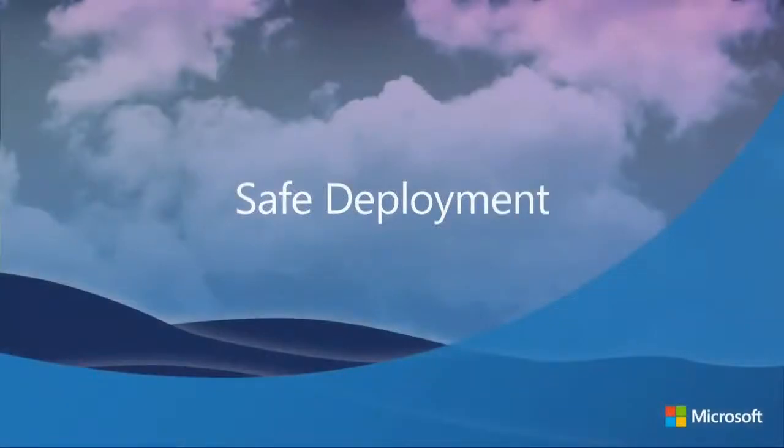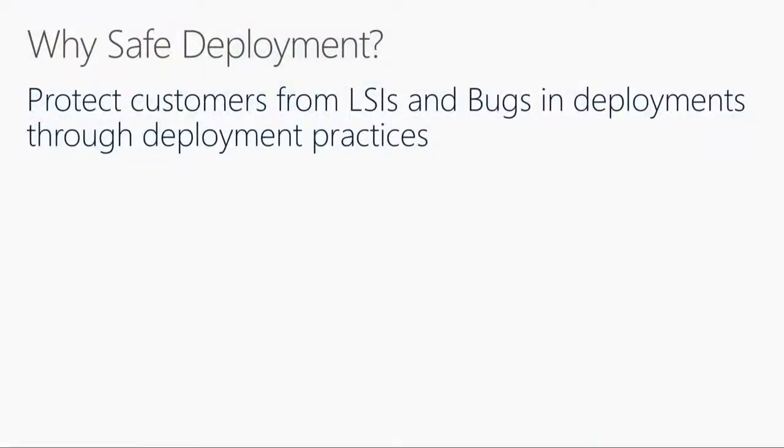All right, so I'm going to talk about safe deployment. And safe deployment, the term was born out of the Azure group, who looked at the way that we deploy Azure and came away with some principles and rules and guidelines that help to protect our customers as we deploy. So that's really what it's about, why we do it, is to protect our customers from LSIs and bugs. Most of the LSIs that happen on our service are introduced by us, by deployments, by changes we make in our code, then deploys out and doesn't work right.